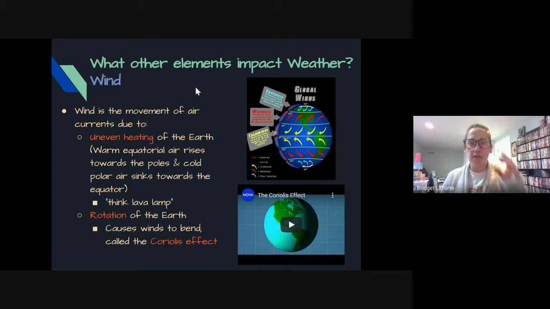All right, some other elements that are important and impactful for weather. The next one we're looking at is wind. So wind is obviously movement of air, right? Especially in the wintertime, we really feel that in a cold, nasty way, especially as of late. And there are two different factors that impact our wind. The first is that our Earth gets unevenly heated. We've spent some time talking about direct versus indirect sunlight, right? So different parts of the Earth are getting more intense solar radiation, so higher temperatures, while other parts of our Earth are getting cooler ones.